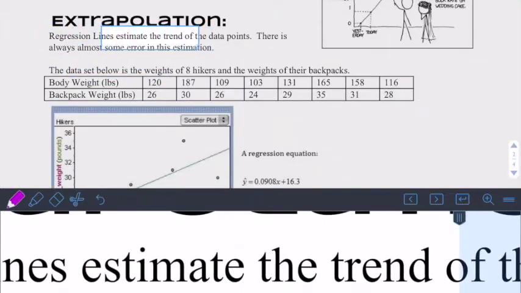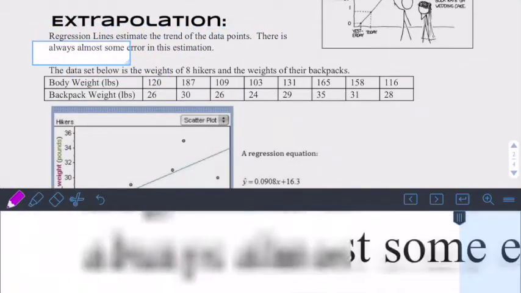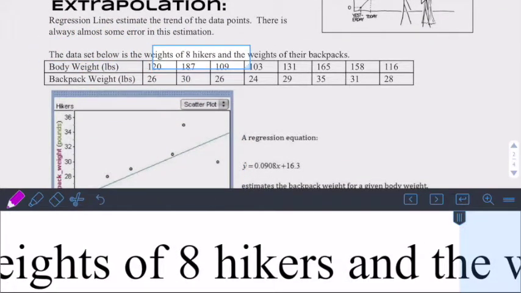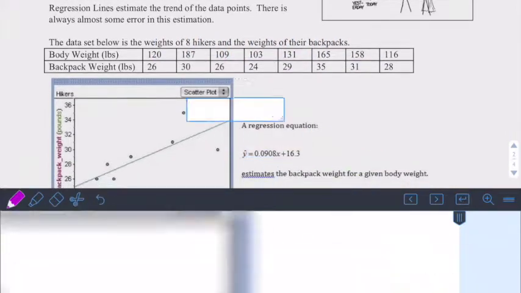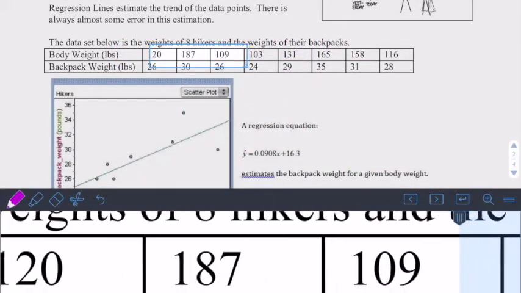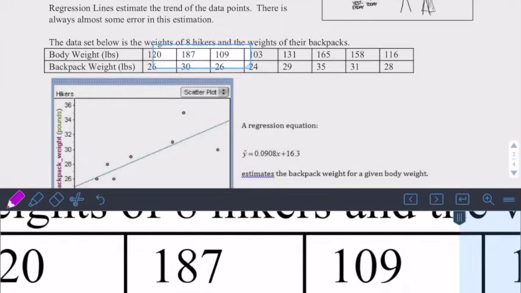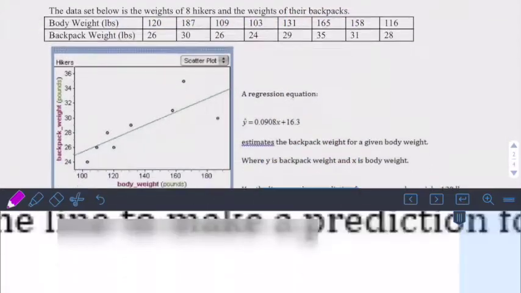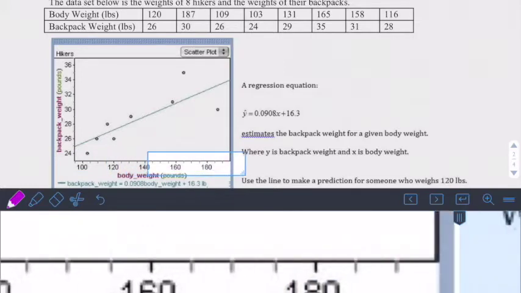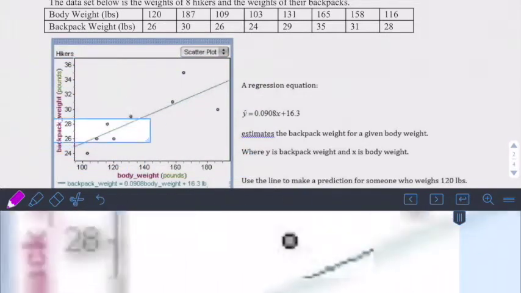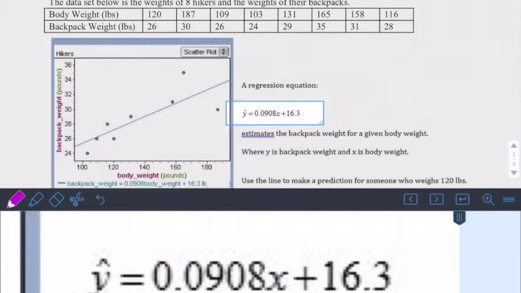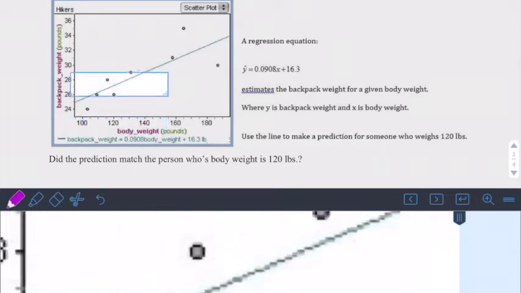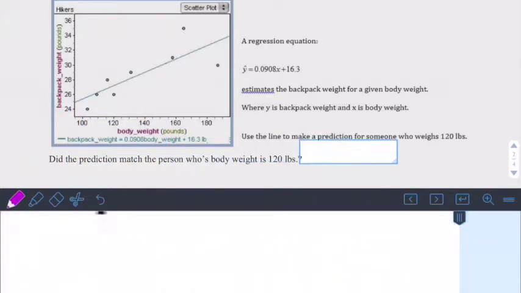So regression lines estimate the trend of the data points. There is almost always some error in this estimation. What we have is the weights of 8 hikers and the weights of their backpacks. Our biggest hiker is 187 pounds, and they have a 30-pound backpack, which isn't the most. But basically what you're seeing is as body weight increases, the weight of the backpack increases, and that's what this line is saying. So if we use the line to make a prediction for someone who weighs 120 pounds, that would be okay. It's interpolating. We could plug that in.